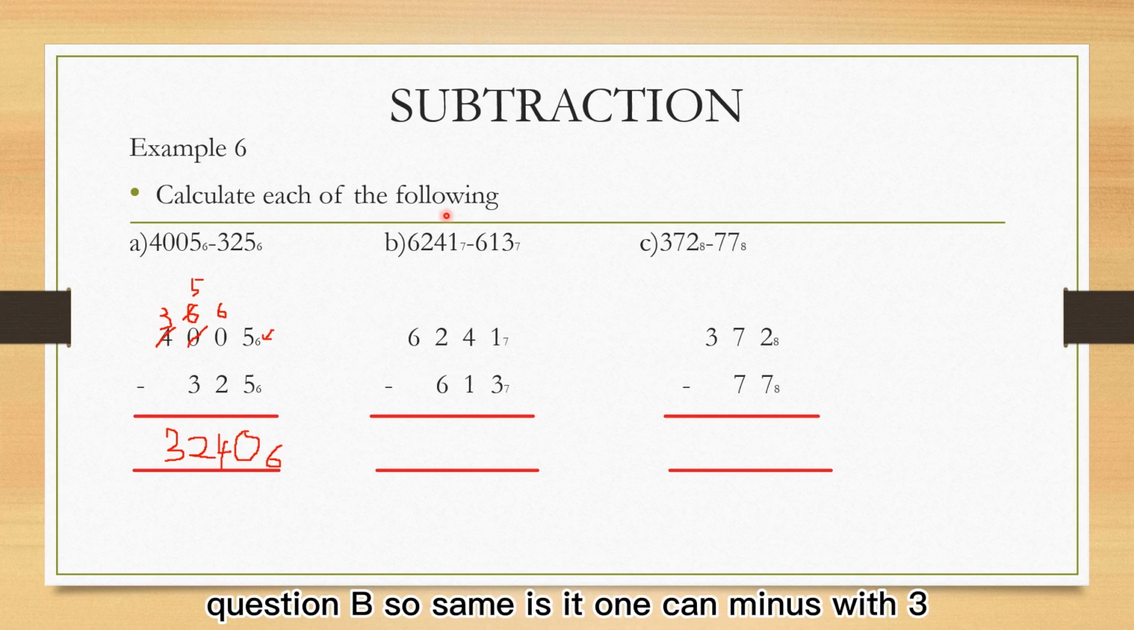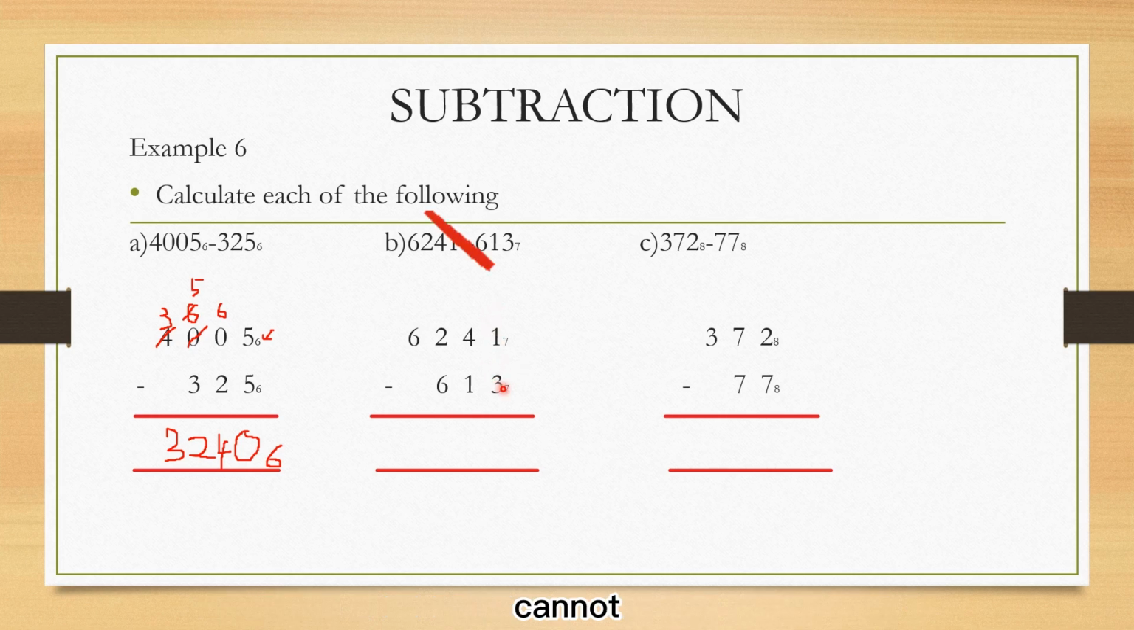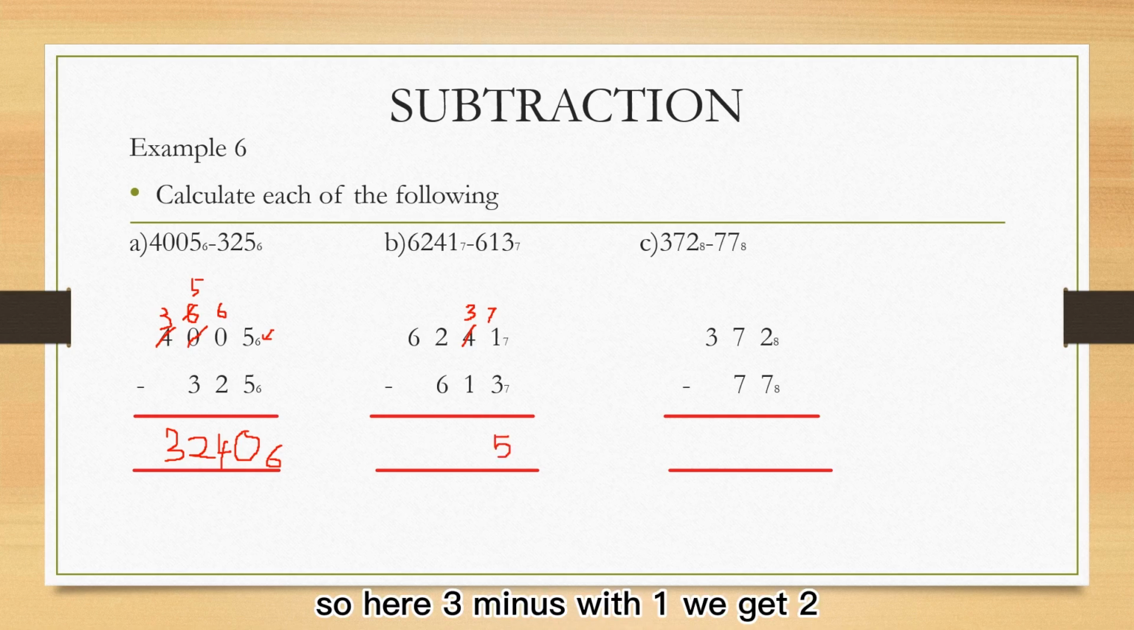Question B. Okay, so same. Can 1 minus with 3? Yeah, this cannot. So we need to borrow from here. So 4 will become 3. And we will borrow 7 here. So 7 plus 1 minus with 3, which is 5. Okay, so here 3 minus with 1, we get 2.